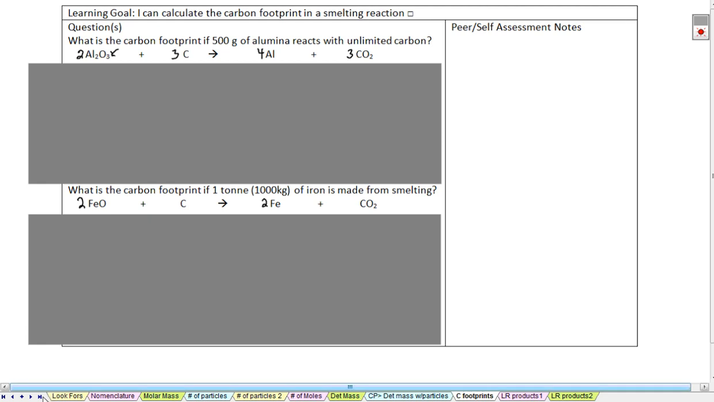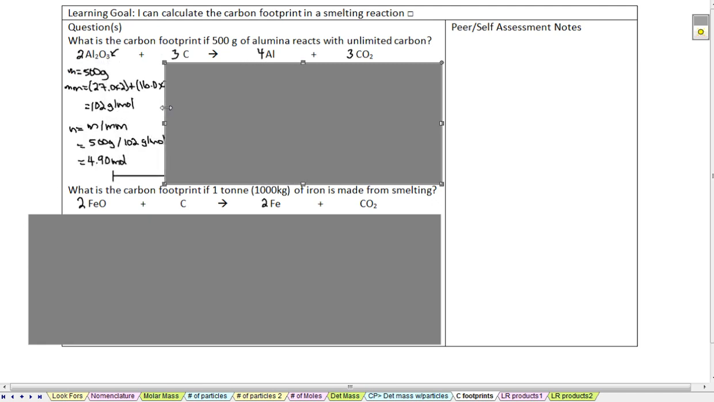Okay, so now I'm going to start to pull back the curtain here and show you how these two questions were tackled. So remember, first couple steps in doing a question like this, we write out what we know and what we're looking for. So I'm going to take you through quickly what was done. So I wrote down my initial mass, 500 grams, and I calculated the molar mass of my alumina.